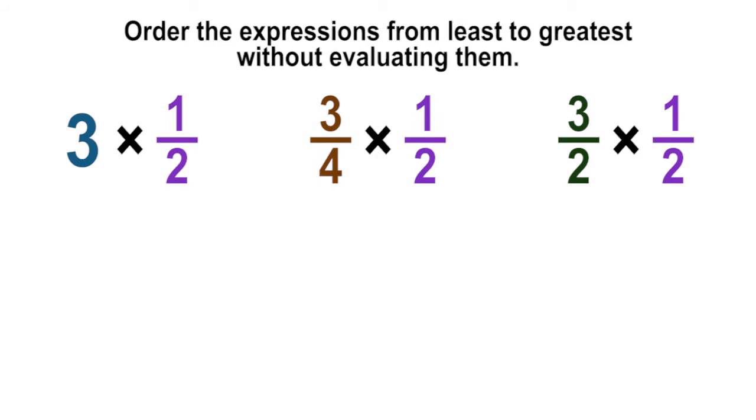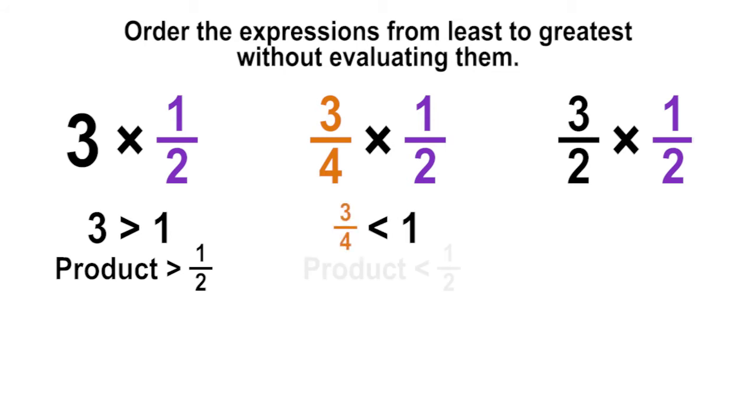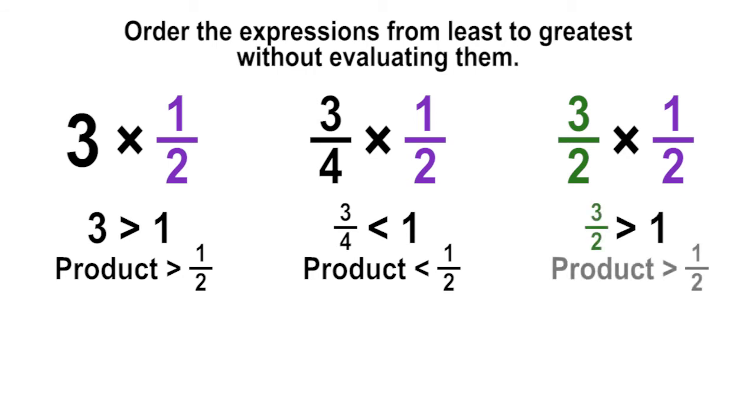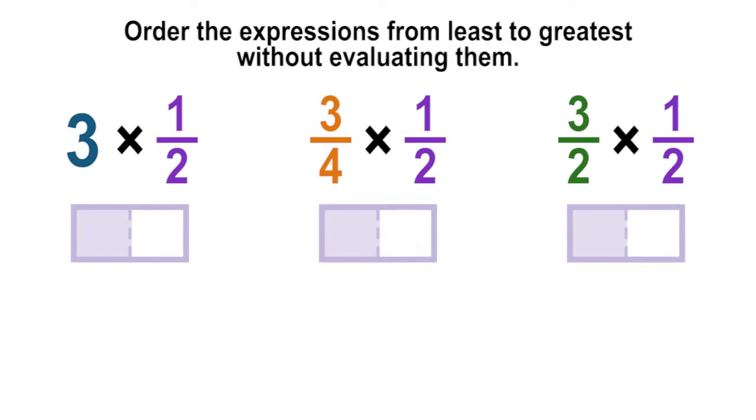The uncommon factor in the first expression is 3. Since 3 is greater than 1, the product will be larger than 1/2. The uncommon factor in the second expression is 3/4. Since 3/4 is less than 1, the product will be smaller than 1/2. The uncommon factor in the third expression is 3/2, which is equivalent to 1 and 1/2. Since that is greater than 1, the product will be larger than 1/2. 3/4 is the only uncommon factor less than 1, so we can identify 3/4 multiplied by 1/2 as the smallest expression, though it may be helpful to represent each expression visually.